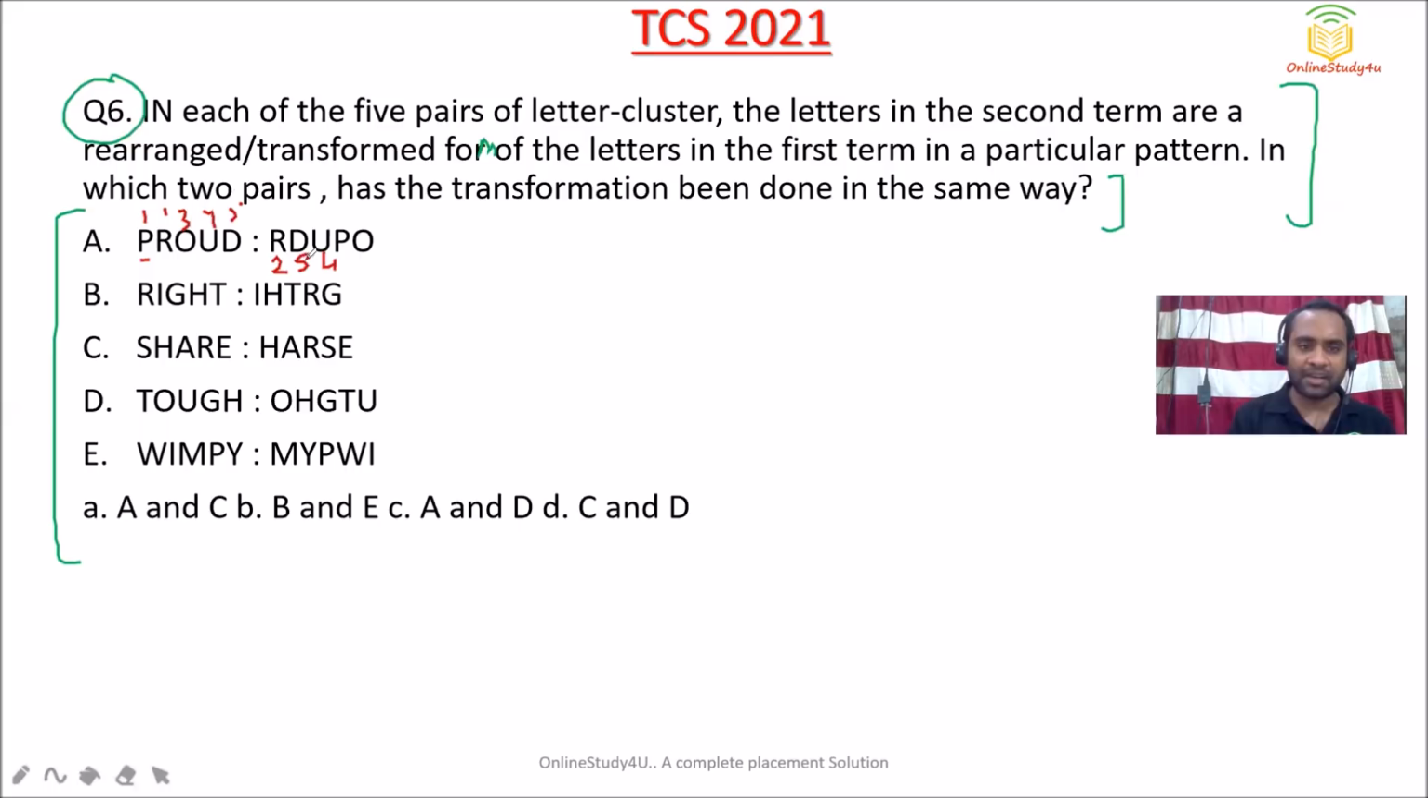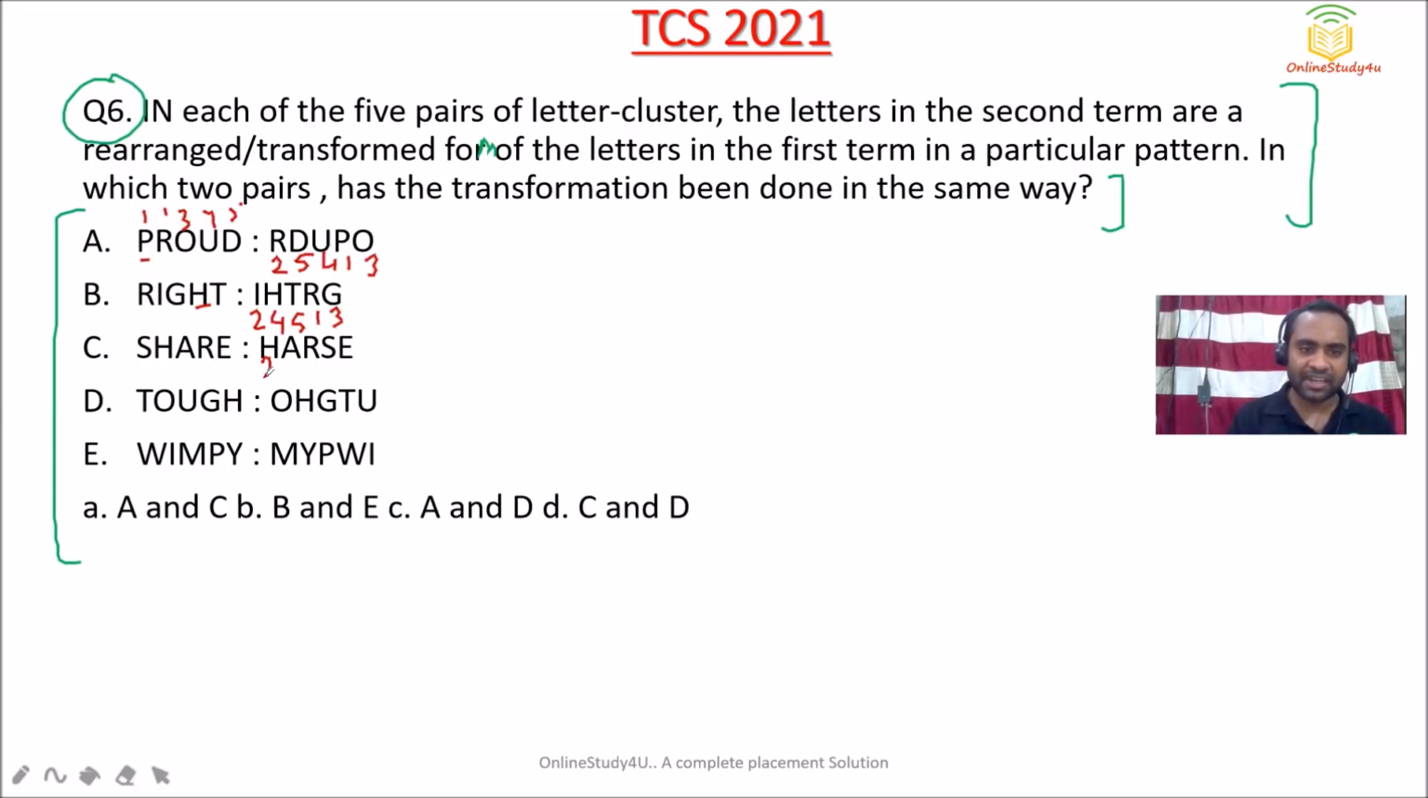And P is nothing but first letter. And O is nothing but third letter. Then, write. So I is nothing but second letter, H is nothing but fourth letter, T is nothing but fifth letter, R is first letter, and G is third letter. Then share. So okay, share, you can see H.